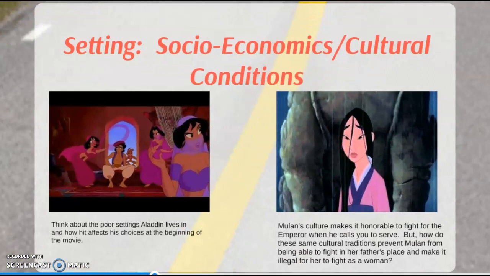Social, economic, cultural conditions again. If you look to the picture to the left, this is Aladdin. He lives in a poor setting, and this shows how it affects his choices at the beginning of the movie. To the right, Mulan's culture makes it honorable to fight for the emperor when he calls you to serve. But how do these same cultural traditions prevent Mulan from being able to fight in her father's place and make it illegal for her to fight as a woman?